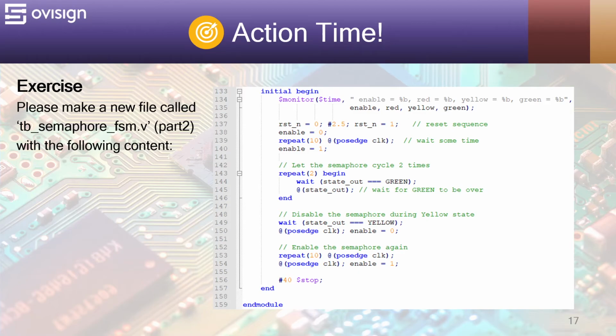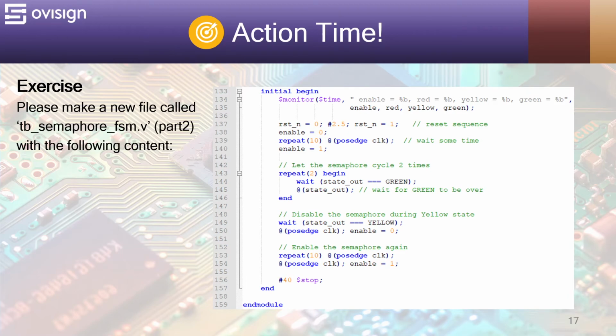At line 144, we wait for the state to have the value green. This wait keyword is a blocking keyword and the testbench will wait until the condition is met. At line 145, we wait for the state to change its current value, which is green. It can be translated to wait for a change on state out. This can be used to synchronize the testbench with any output of the DUT.